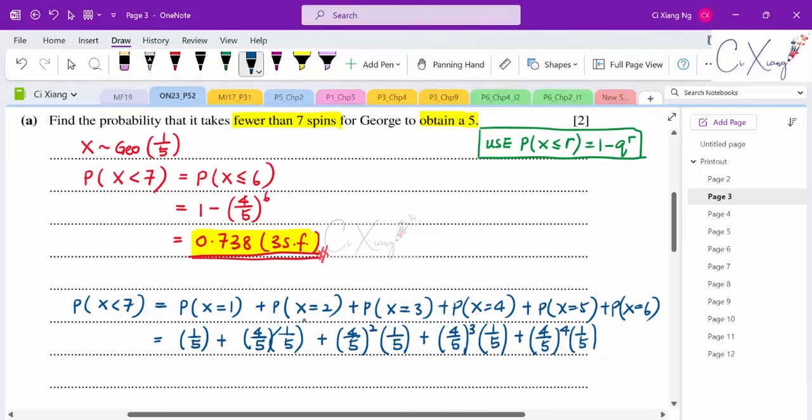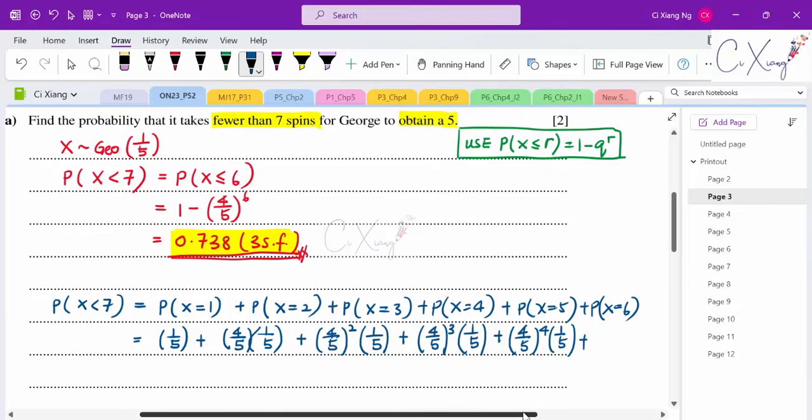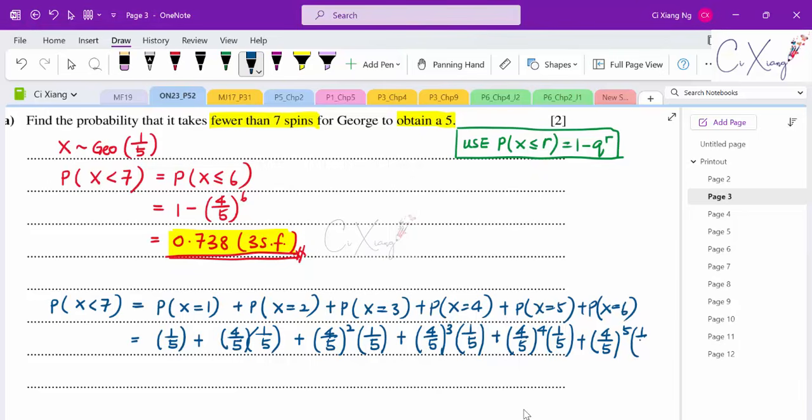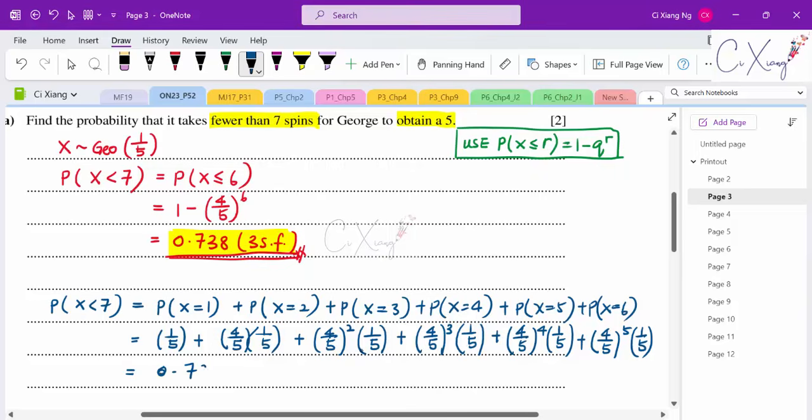Okay, then basically we are trying to apply the very basic formula for the geometric distribution. Okay, so to calculate the probability for geometric distribution, this is a basic formula: q power r minus 1 times p. Yeah, so by spending a little bit more time, if you try to press the calculator, you should be getting the same answer, which is 0.7.